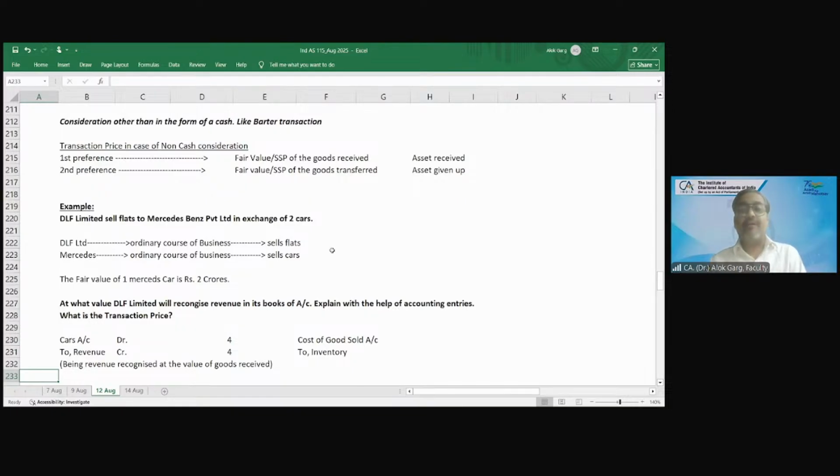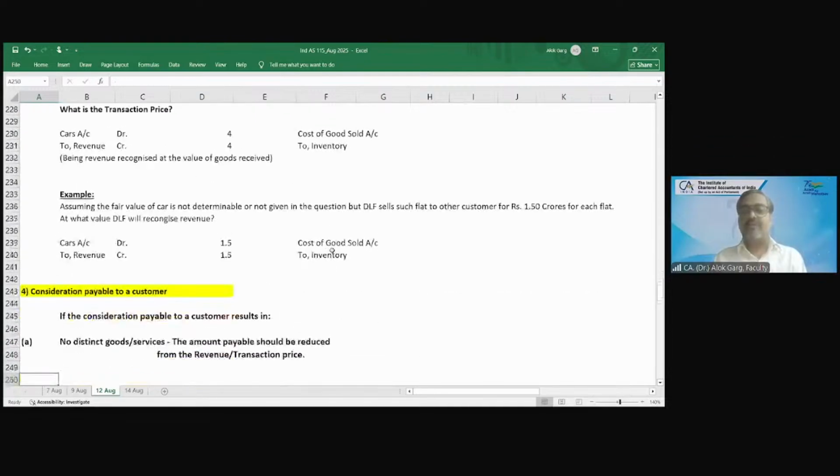But instead of money, that customer is giving you some goods and services. Then what is your transaction price? The fair value of those goods and services. Money is also goods, right? Cash is also goods. But instead of cash, he is giving you some other form of consideration. So then the fair value of those goods and services. So we also did examples around understanding the concept of transaction price.